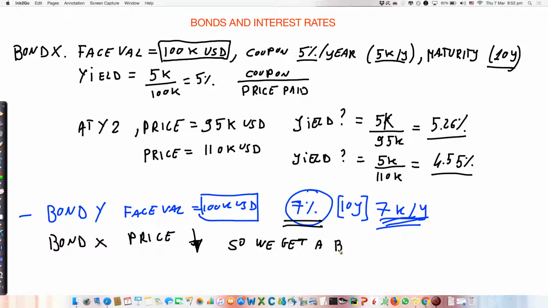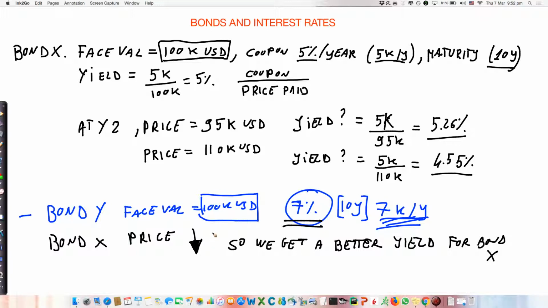Why? So we get a better yield for bond X, possibly around 7%. Now the pricing of a bond is not easy. In other words, what will be the price such that the yield of bond X is similar to that of the new bond Y? And why is it not easy? Because we have to take into account many things.